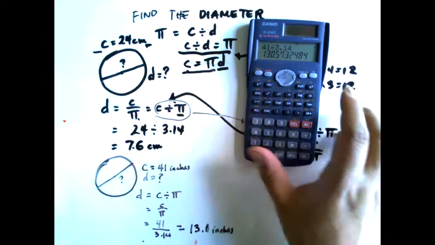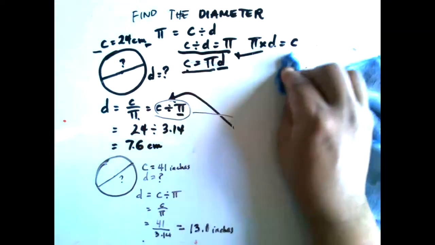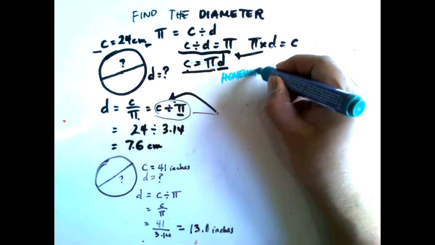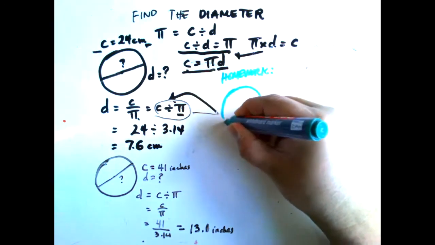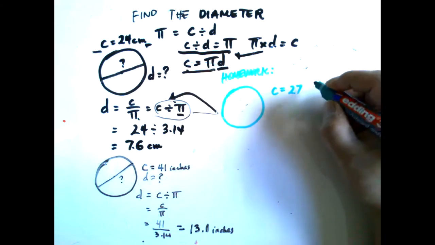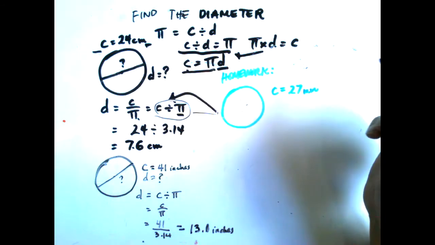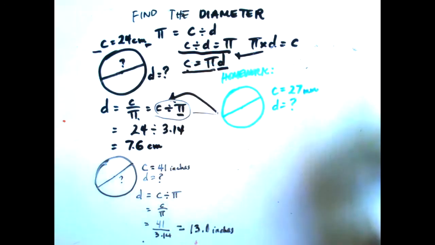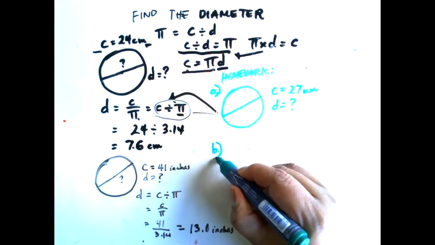Let's give you some homework. Let's rub this out. If you don't want to do the homework, well, you need to have a form of practice. So we have a circle with a circumference of 27 millimeters, and find the diameter. What is the diameter? That's question A. And here we have question B.